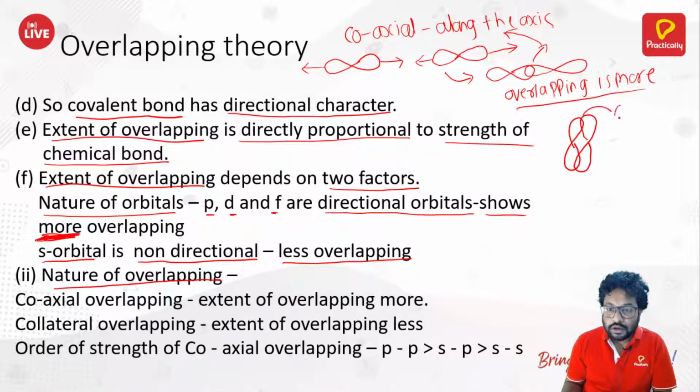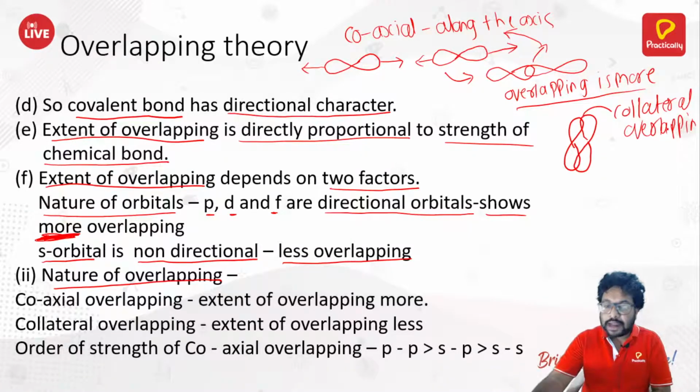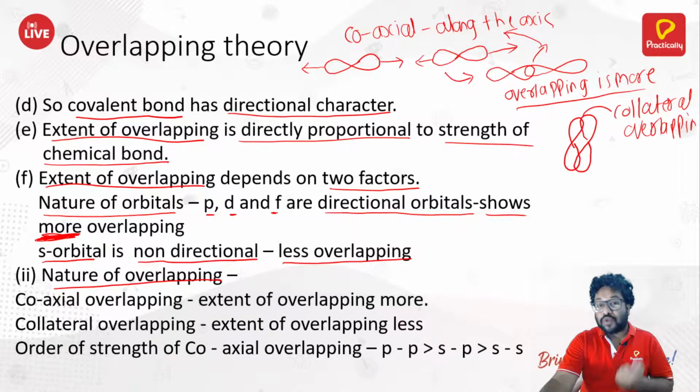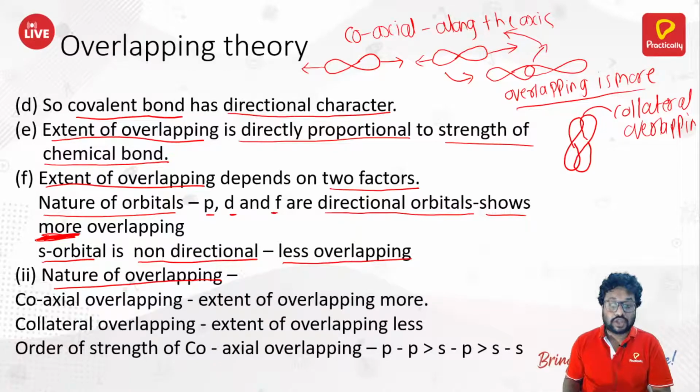This is your collateral overlapping. And you can tell me by your experience, this overlapping is strong or this overlapping is strong. Obviously, this overlapping is strong. That is how, and that is why the coaxial overlapping is stronger.